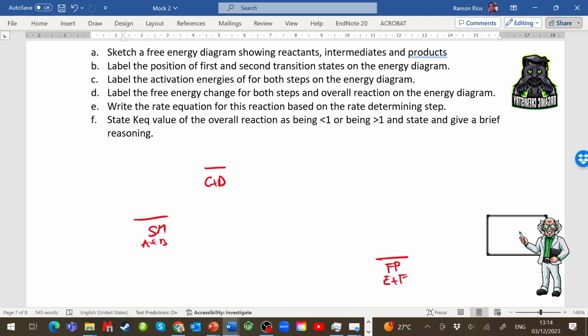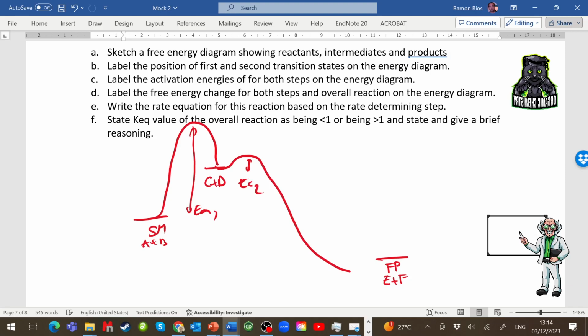Then they said the first activation energy is higher than the second. That means the activation energy 1 of the first reaction, which we wrote here, is higher than that of the second reaction. We only have to do this. And this is the activation energy of the second. This is transition state 1. This is transition state 2. Remember, the transition states are maximums of energy.